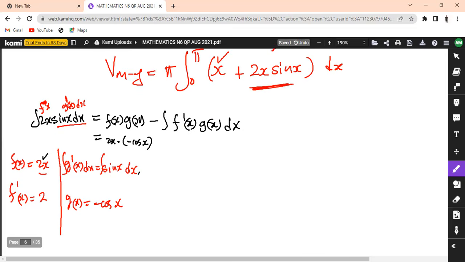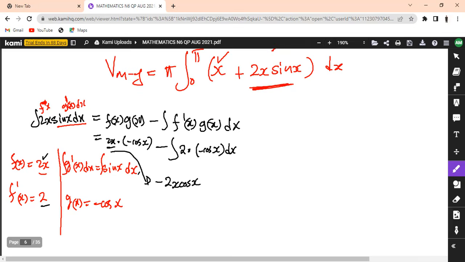So this is negative cos x minus the integral of f prime x, which in this case is 2. So you're going to have 2 times g(x), and this is our g(x), which is negative cos x, dx. All right, so 2x times minus cos x, let's write it here. It's going to give us negative 2x cos x.